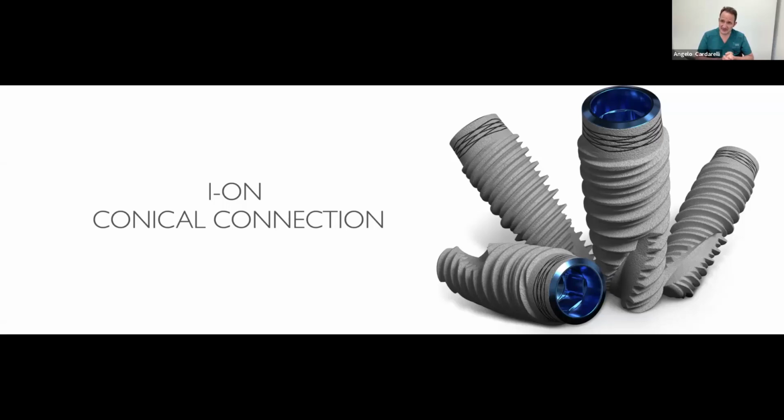And also, with this ION conical connection, according to the protocol, we need to place the implant 1.5 to 2 millimeters below the bone. It is not a bone level implant. That's why we need to prepare more. We need to put it below the bone, and using the switching platform, we can allow the growth of the bone around the neck of the implant, as I will show in some cases.